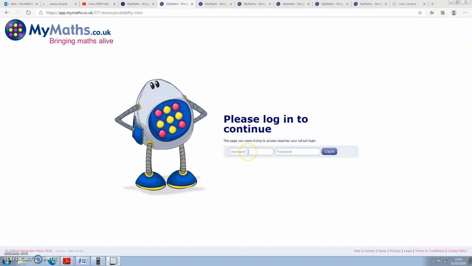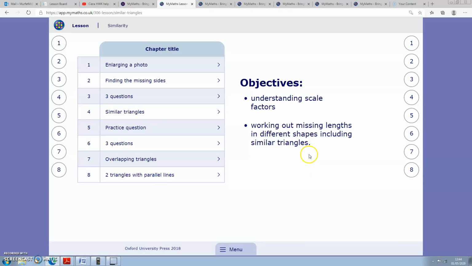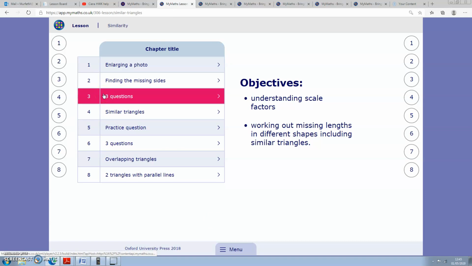It will take you to this page and it says please log in to continue. This login here is just the normal school login. They've set it up in such a way that it is just Peel and Kites. When you click login, it will take you straight into the work. So you do not need to use your 4 number and 3-letter password. It is just the school Peel and Kites. So I'm just going to work through this as if I was a student.